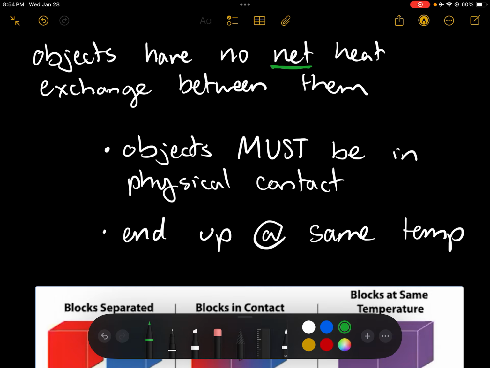For two objects to reach it, they have to be in physical contact with one another. Like, we can't have an object in one room and then an object in a completely different room reaching thermal equilibrium. That's not a thing. And those objects, when they reach thermal equilibrium, they will end up at the same temperature.